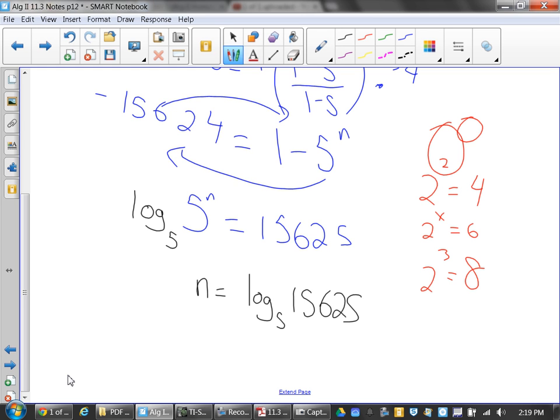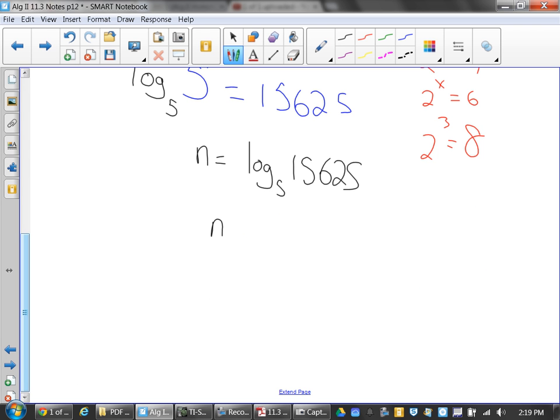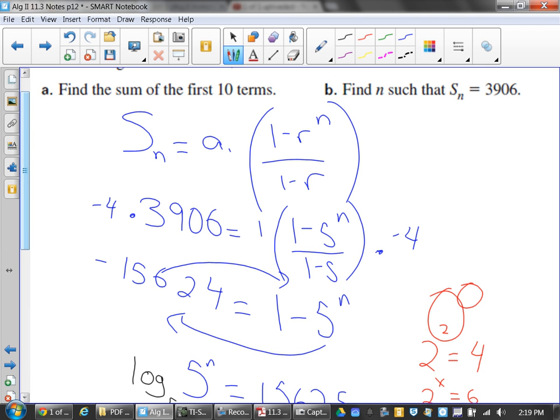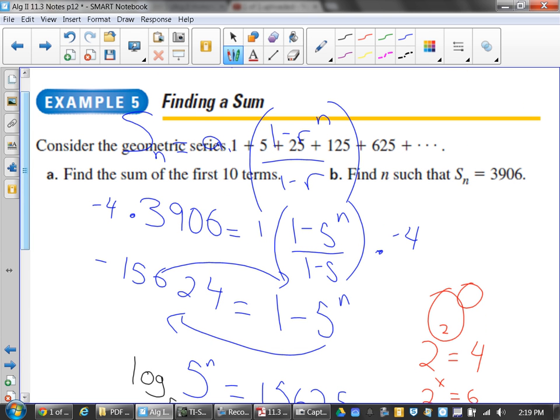So the answer here is 6. How many would I have to add together to get 3906? 6 of them. That's what that means. Don't you mean multiply? No, I'm trying to figure out what that sum is going to equal, 3906. How many of these would I add together? I'd have to add 6 of them together to get to that value. That's what that means.